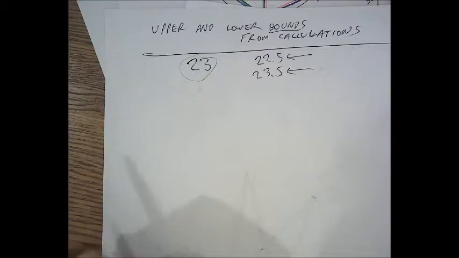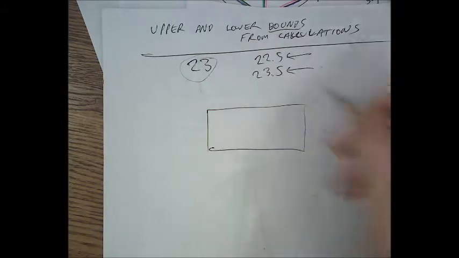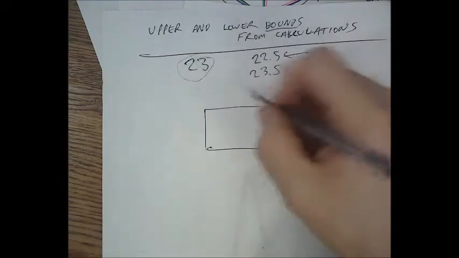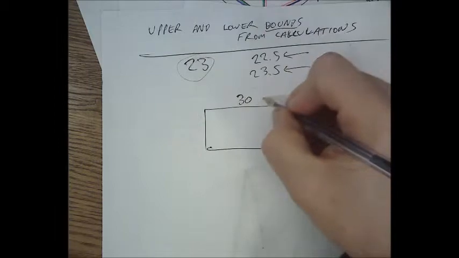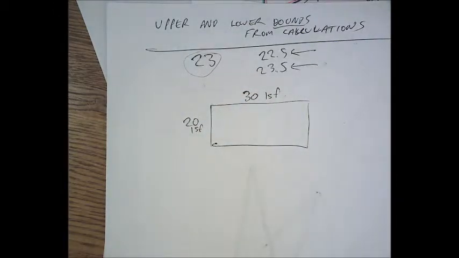Now that is the simple type of question. The harder type of question, which is not that hard, you just need to follow a certain discipline if you're setting out, is when they ask you for the bounds on something that has come not raw and not from measurement but from a calculation. So if I tell you that this is a rectangle and that's 30 to one significant figure, and that's 20 to one significant figure, then what are the upper and lower bounds for the area?